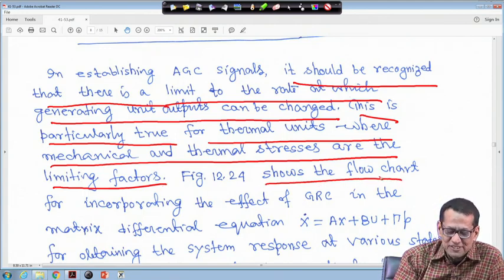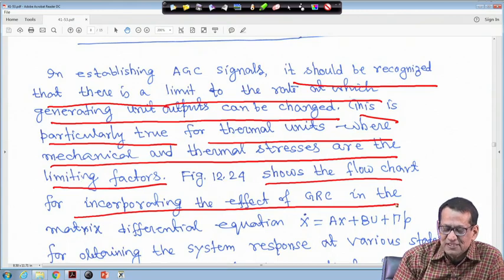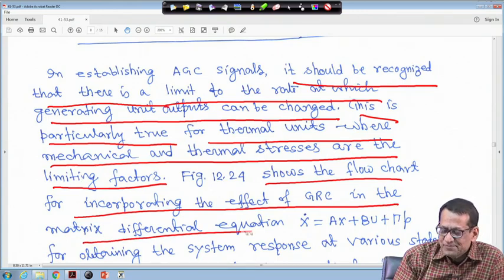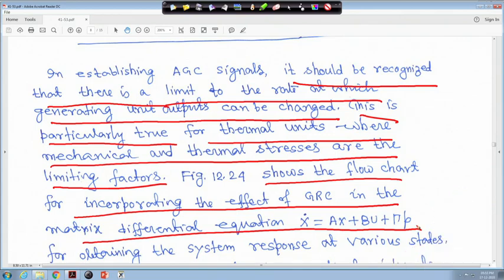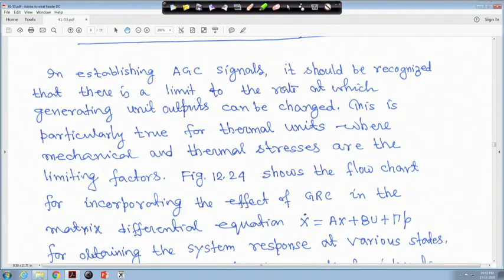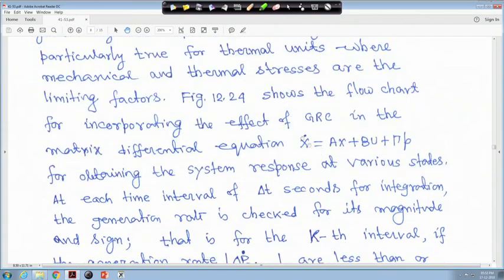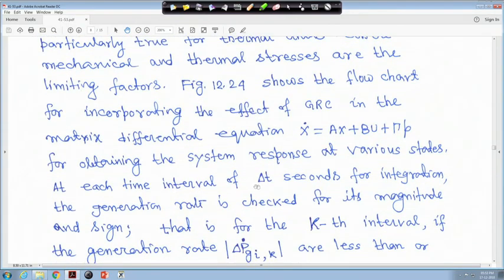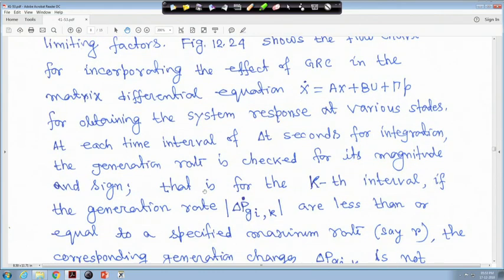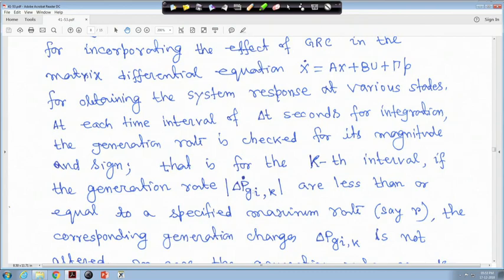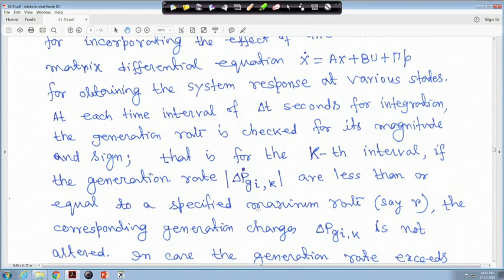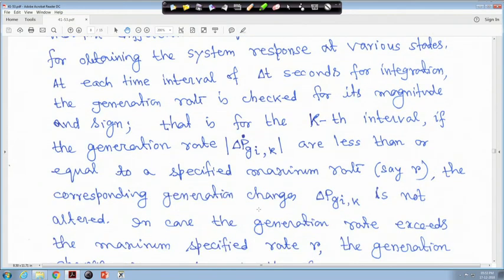So, this shows the flow chart for incorporating the effect of generation rate constant. In the matrix differential equation, x dot is equal to Ax plus Bu plus gamma p. For obtaining the system response at various states, at each time interval delta t second, for integration the generation rate is checked for its magnitude and sign. That is, for the kth interval, if the generation rate delta Pgi dot of the ith generating unit is less than or equal to a specified maximum rate R, the corresponding generation change delta Pgi k is not altered.